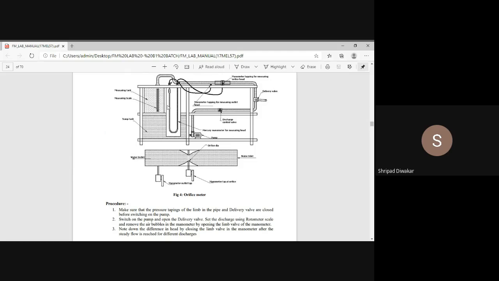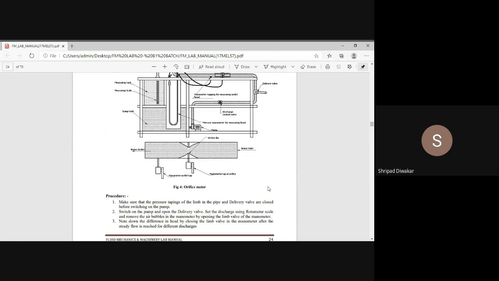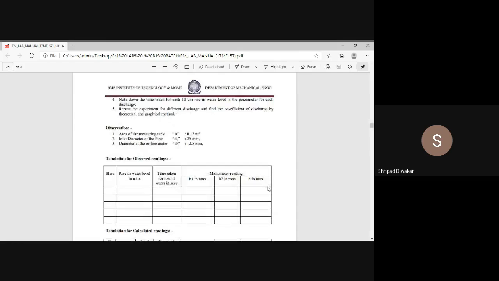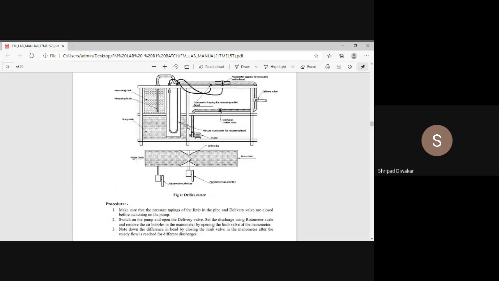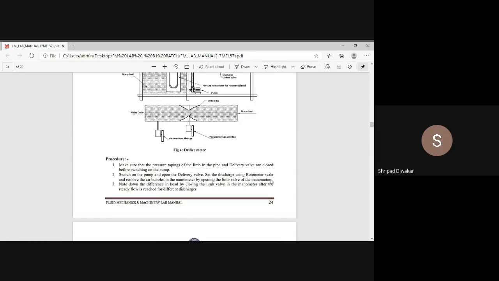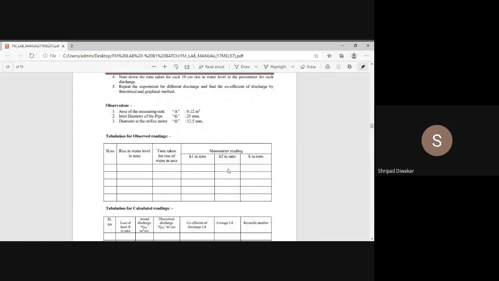So we are going to note down the values of H1 and H2. Actually these readings are in centimeters, like 10, 20 centimeters. You have to convert that centimeter reading into meters. You take two columns, H1 as the left and H2 as the right. Whatever reading in the left limb indicates H1, whatever reading in the right limb indicates H2.